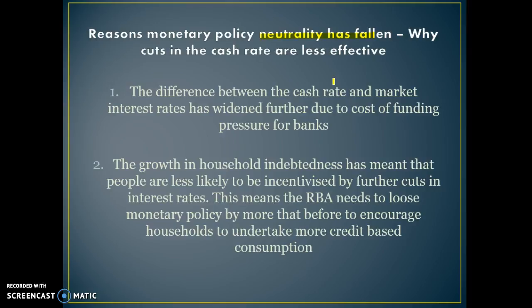The first thing is the difference between the cash rate and the market interest rate has widened. So the RBA has to lower their cash rate even more for the banks to pass on the same amount that they did in the past. If the banks aren't passing it on, they've got to do bigger cash rate cuts. Eventually they'll pass some of it on.